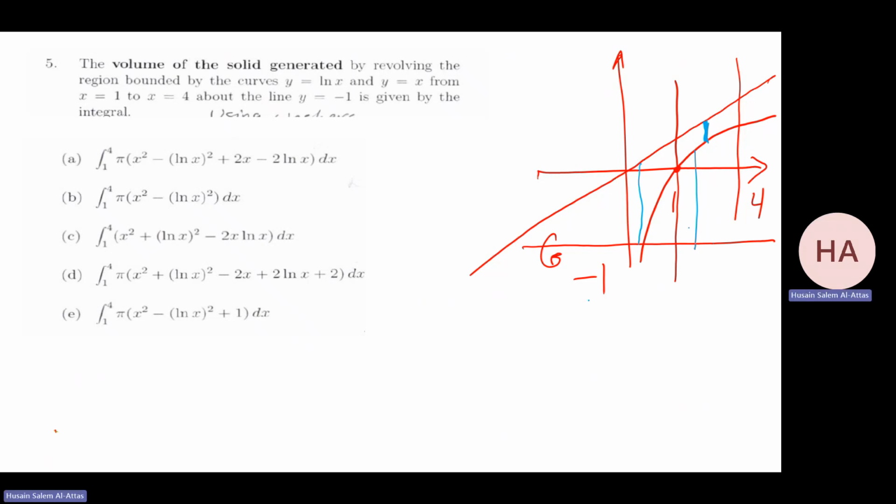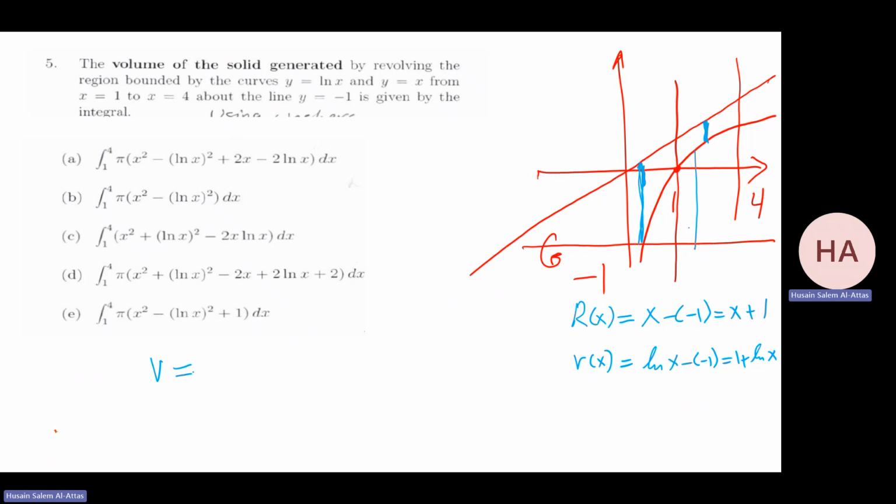So I have r of x will be what? This is the upper one, the outer radius. That will be the function x minus -1, that will be x plus 1. And the inner one will be this ln x minus -1, which is 1 plus ln x. And from where to where? From 1 to 4. That's very clear.